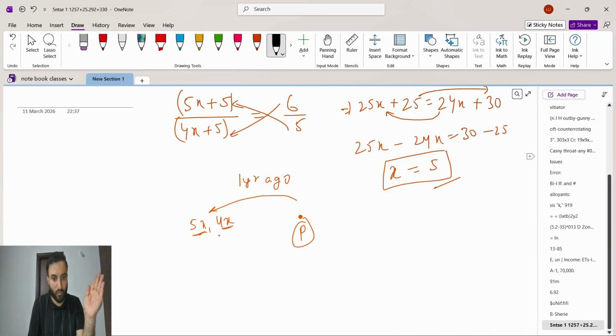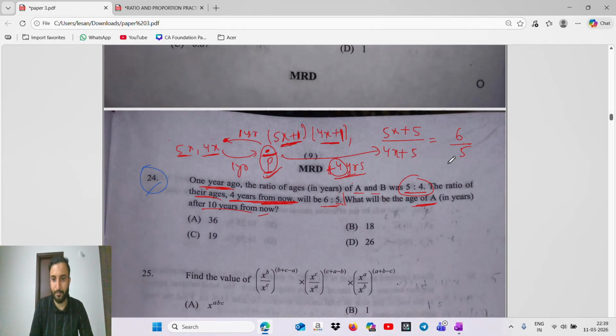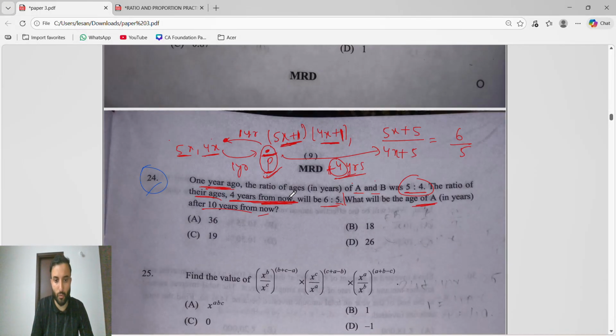So guys, from 1 year ago, if you come to the present, it means 1 year after. Correct. See, this is the present. 1 year ago, A's age is 5x, B's age is 4x. So coming to the present means we say 1 year after. The 1 year after means what is their age? A's age will be 5x plus 1, B's age is 4x plus 1. Correct. Now they said the ratio of their ages is 4 years from now.